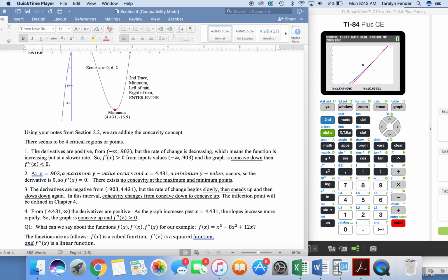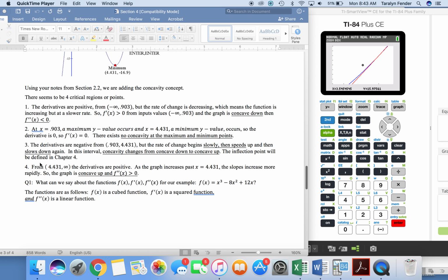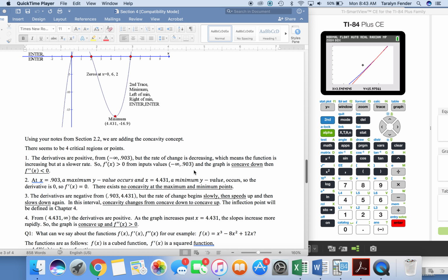The derivatives are negative from 0.903 to 4.431, but the rate of change begins slowly and then speeds up and then slows down again. So we have, here we are at 0, it's getting faster, faster, faster, and then it starts slowing down till we get to 0 again. From 4.31 to positive infinity, the derivatives are positive, and the graph increases past that value. The slopes increase more rapidly, so the graph is concave up at this point.